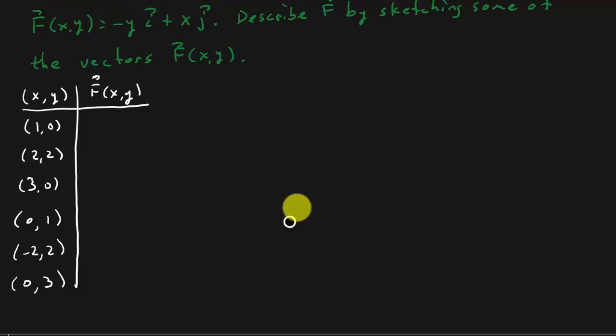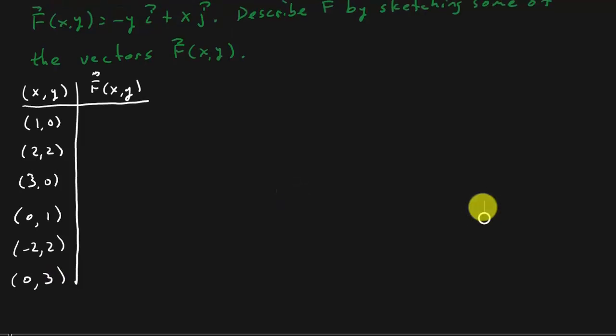So don't let this confuse you. Notice this is our point x, y. So we've got to take the x coordinate and plug it in here for x, and the y coordinate and plug it in here for y. So when I do that, that's going to give me, see, if I plug 0 in for y, that's going to be 0 i, plus, and plug the 1 in for x, that would be 1 j. So I would get the vector 0, 1.